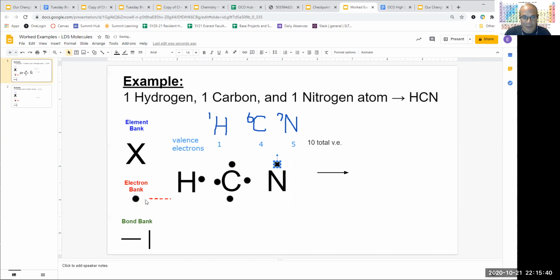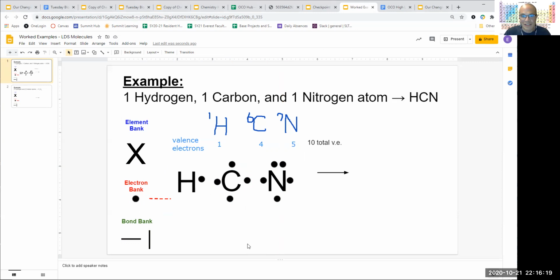We can put 1, 2, 3, 4, and now we have this 5th one, so we have to pair this. Whoops, that was bad. So yeah, we have to pair up this last one. So we'll just put it right there, and I'm going to move these over a little bit to make it look pretty. Okay, so now we have our Lewis dot structures for each of these individual atoms.